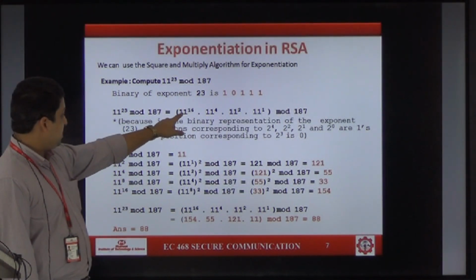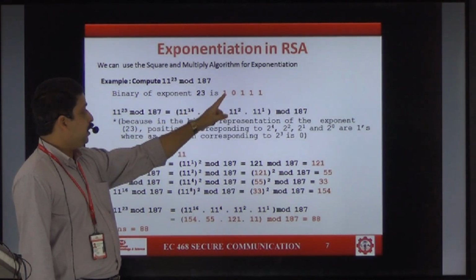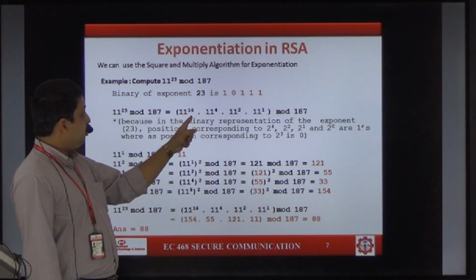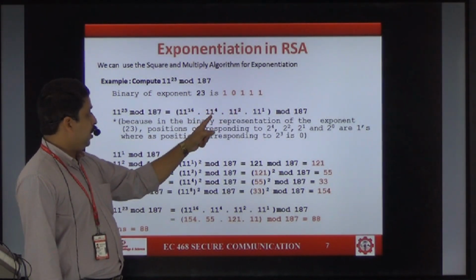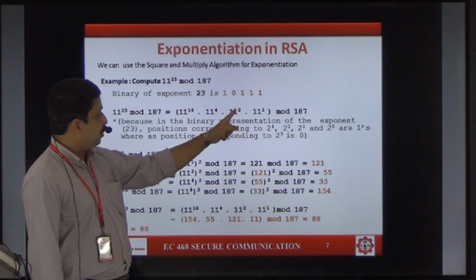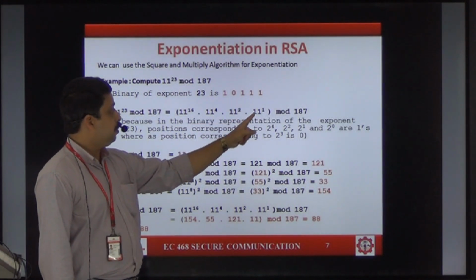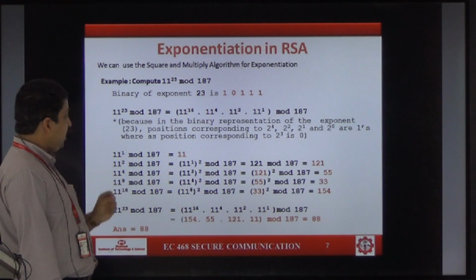So the first term will be 11 to the power 16. Now the power corresponding to 8 is not there, that is why 11 to the power 8 is missing here. Again, corresponding to that one you are having 11 to the power 4, then corresponding to this one you are having 11 to the power 2, and this one you are having 11 to the power 1. So that is how we will be computing.